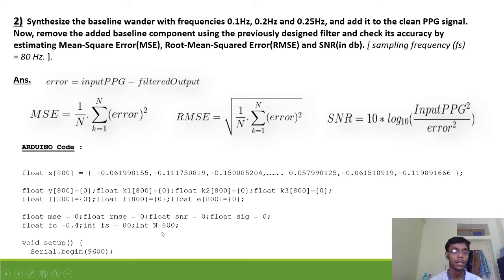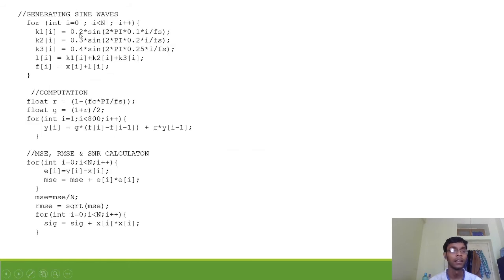Now in the void setup, Serial.begin equal to 9600. Now I am generating the sine waves, that is, the baseline wanders. I am not giving them all the same amplitude; I have given different amplitudes: 0.2, 0.3, 0.4. So I have summed up all the baseline wanders into L of I, and then F of I contains the input signal, that is the clean PPG, plus all the baseline wanders. In the computation part, I have calculated the R and G again, and I have applied the filter designed through the Pole-Zero method. So up to this part it is fine.